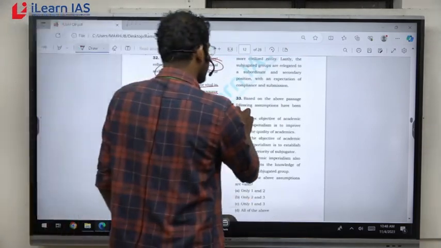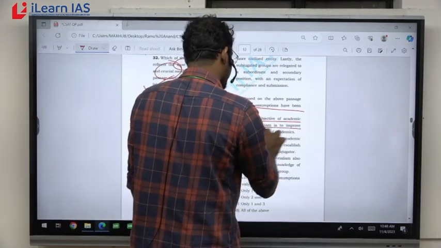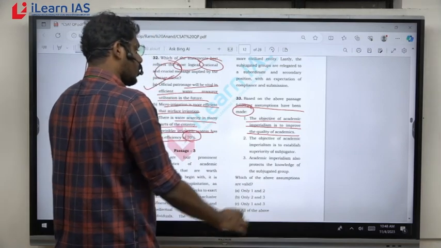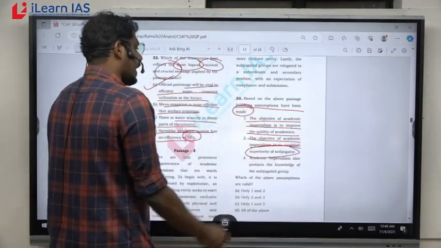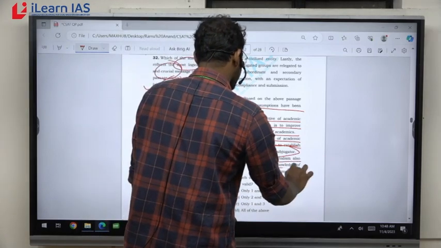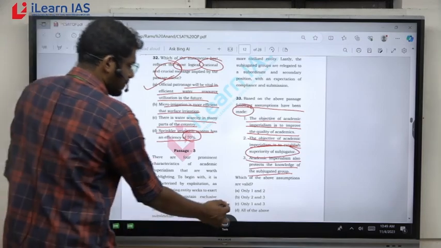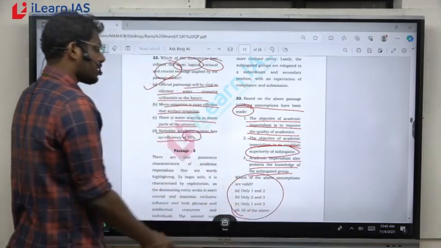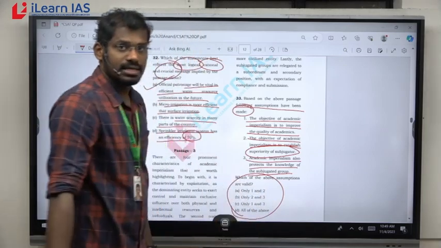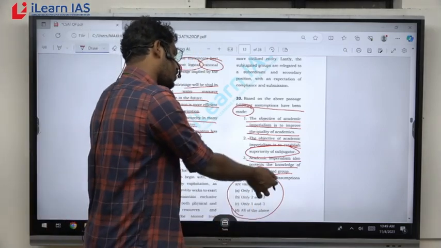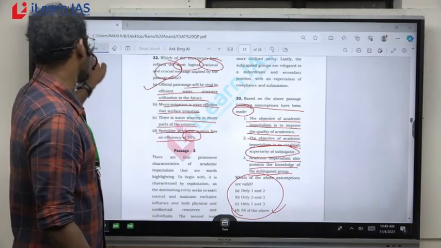Based on the above passage, the following assumptions have been made. The objective of academic imperialism is to improve the quality of academics. The objective of academic imperialism is to establish superiority over your subjugator. Academic imperialism also protects the knowledge of the subjugated group. This question is pretty simple because if we can eliminate at least one option, we can reach the answer. Or if all the statements are correct, the answer is option D. Okay, anyway, let's look.